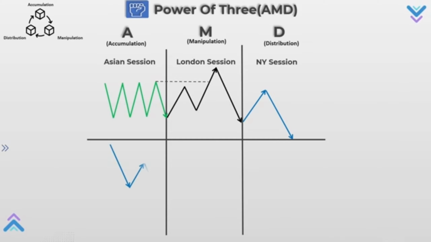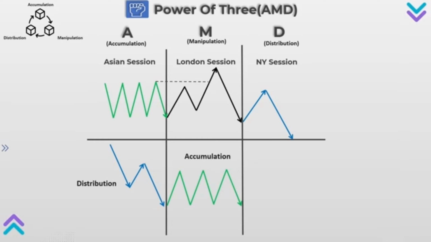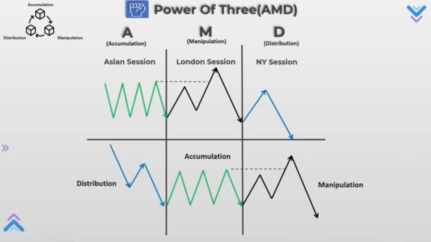If the price has expanded instead of accumulating during the Asian session, don't expect the London session to manipulate. Instead, you should expect it to accumulate, which means you'd then look for the New York session to manipulate. So, it all comes down to what the Asian session did. Just check out the Asian session first, and that will give you the most accurate way to identify AMD and the power of three phases.